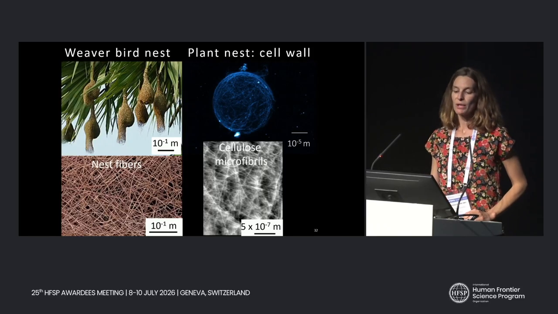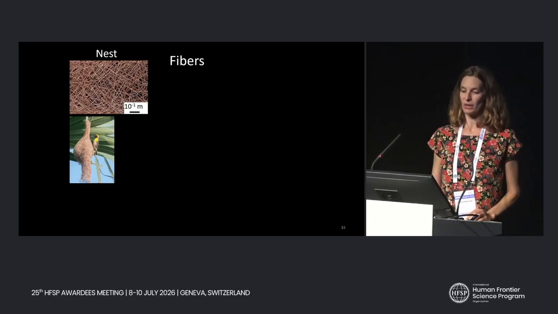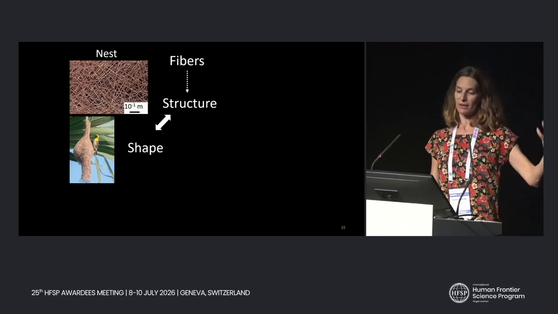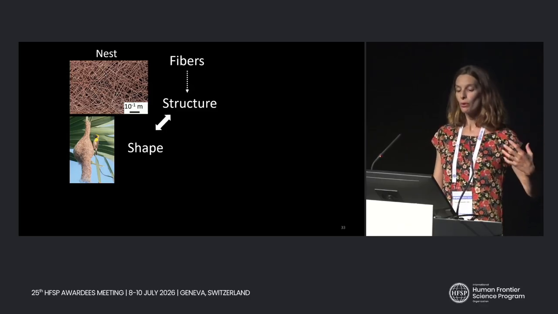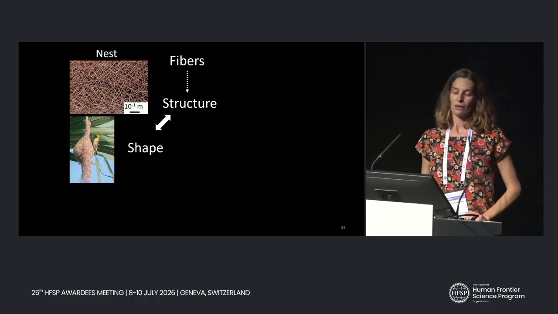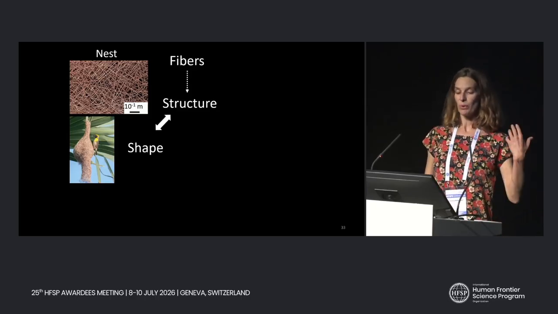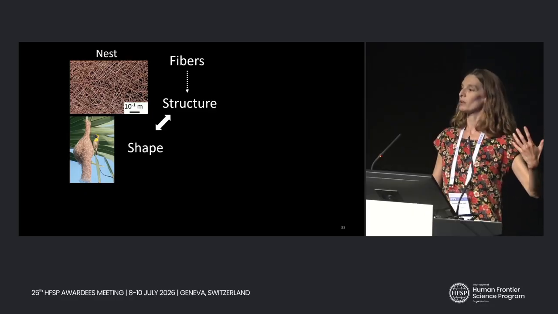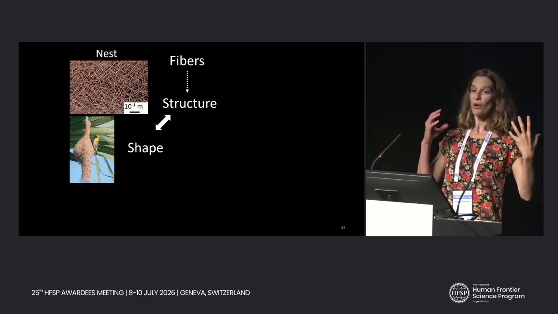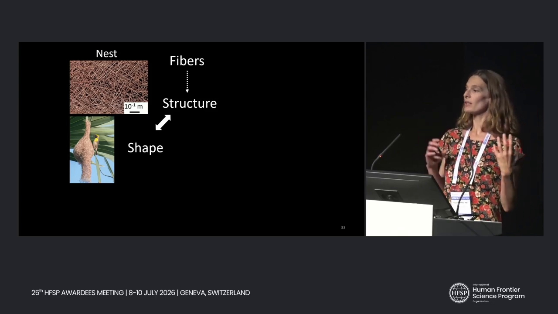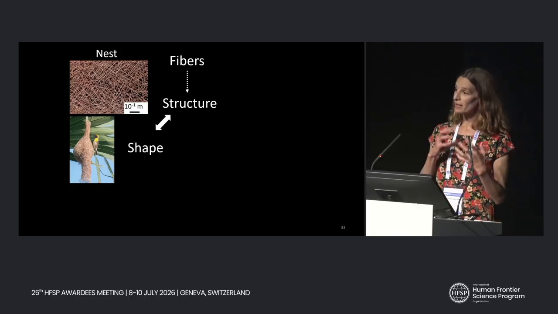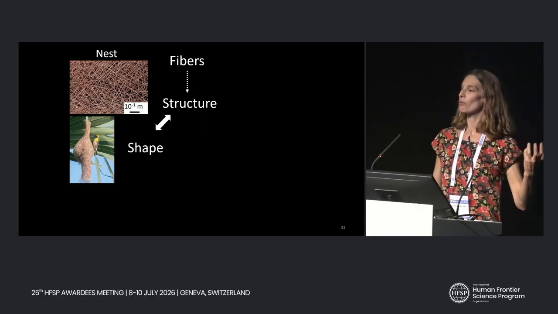So let's have a look at how the structures are built. We start from fibers, and the fibers are assembled to give rise to a structure, which ultimately gives rise to a shape. And the shape, when the bird is making the nest, is feeding back on the structure, because the bird is constantly adjusting the twigs' assembly, so it gives rise to a robust shape.